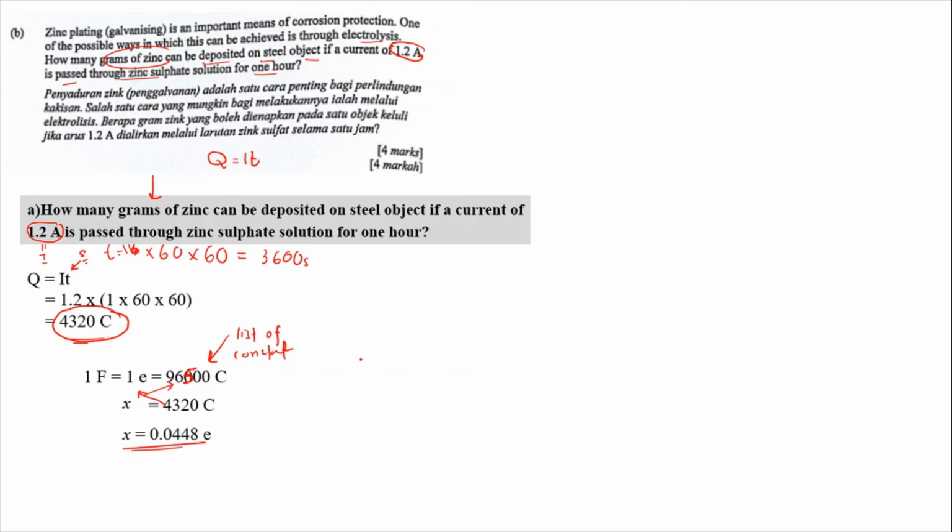And now at the cathode, you know that zinc is going to be deposited. So you know that in the circuit, the zinc is going to be deposited on the steel. So you know that there is electron that passes through the zinc, and the zinc 2 plus ion is going to accept 2 mole of electron in order to produce zinc solid. So you need to come up with the equation first.